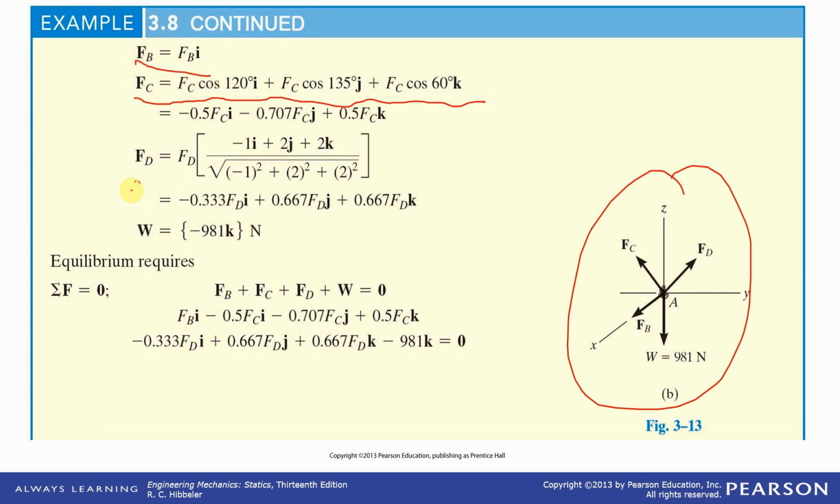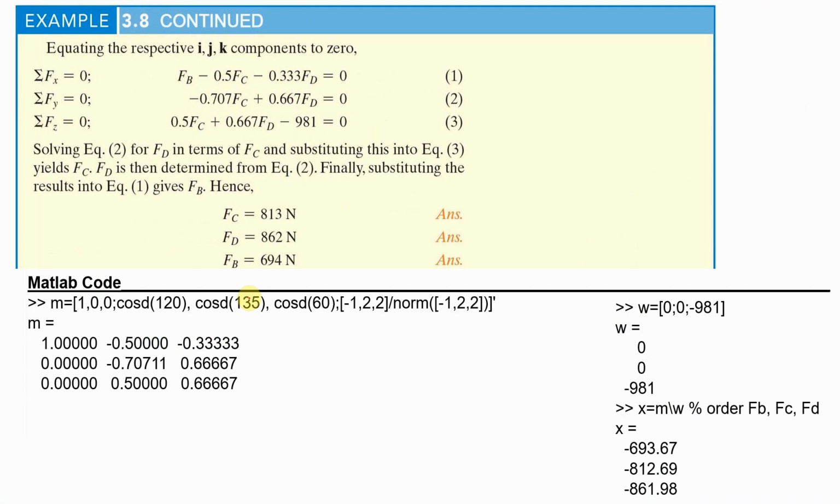FC, FB, FD. Here's that unit vector. It's in square brackets here. Weight. Got to sum to 0. So we've got 3 equations, 3 unknowns, which we can solve. I personally like MATLAB, so I'm going to show the MATLAB code.